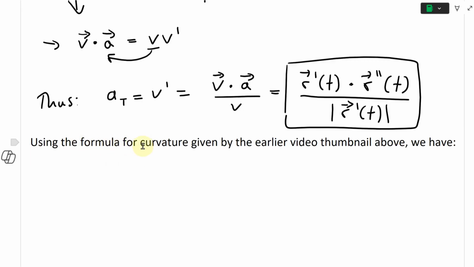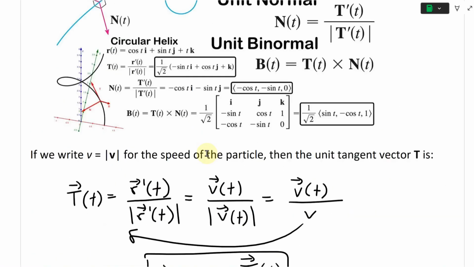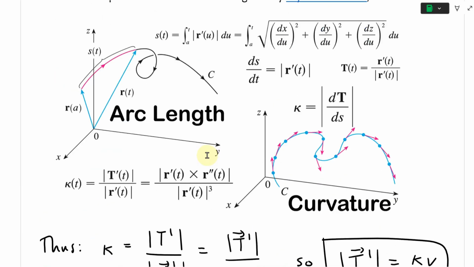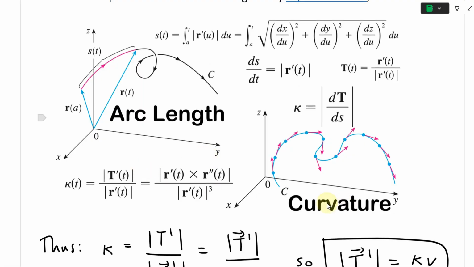Basically, using the formula for curvature given by the earlier video thumbnail above, and I'll get to that in a bit, because remember, this is going to be our normal component of the acceleration. This equals curvature times the speed squared. We know speed is just this one here, and then we square it. But let's get to the curvature. Recall the curvature formula from the thumbnail of my earlier video all the way back up above, I think here. This is the arc length, and this is curvature right here. There's a link to that, and then there's the formula.